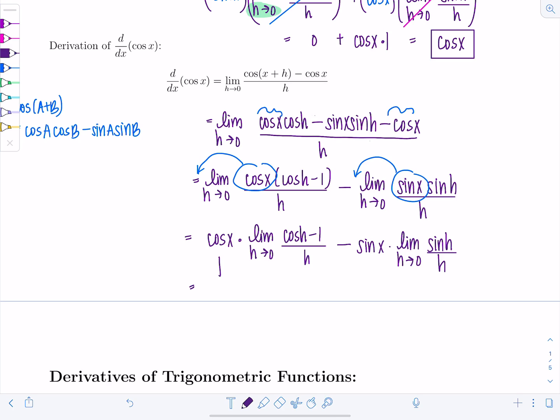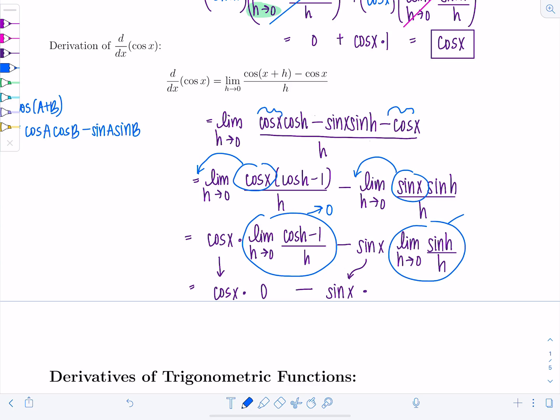Beautiful. So this is just cosine x. This whole quantity goes to 0. So it's cosine x times 0 minus sine of x times, and then this limit approaches 1. So sine of x times 1. So I have 0 minus sine of x, which is negative sine of x. So that means the derivative of cosine x is negative sine x. Is that what you guessed?